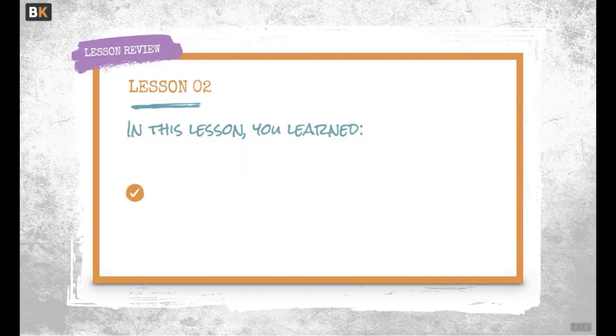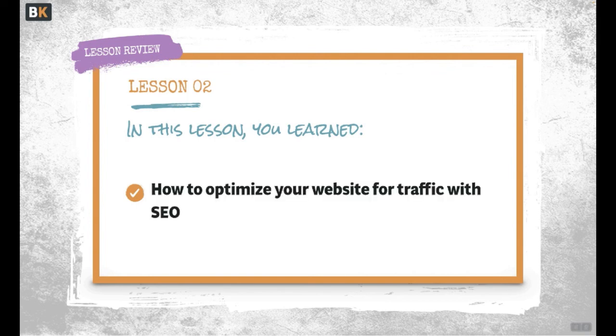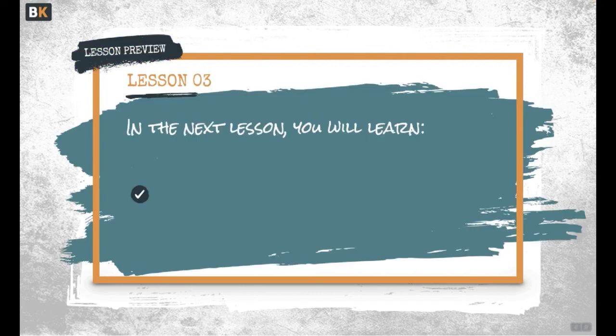And that's it for this lesson. We talked a lot about on-page SEO and different aspects of SEO, the difference between SEO and on-page SEO and off-page SEO. So we covered how to optimize your website for traffic with SEO. SEO is going to be bringing traffic through search engines, and so we want to make sure your website is optimized to do that for your business.